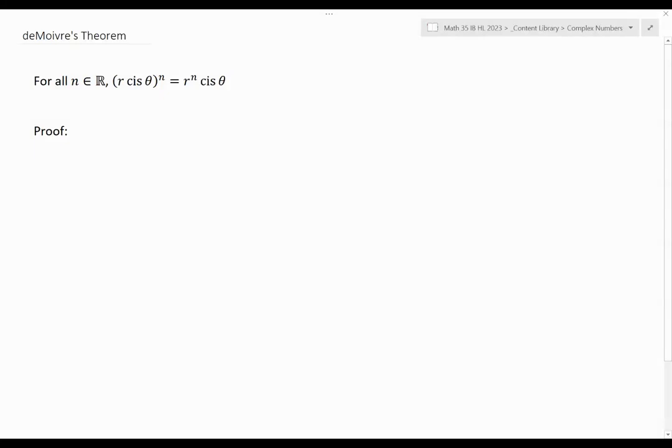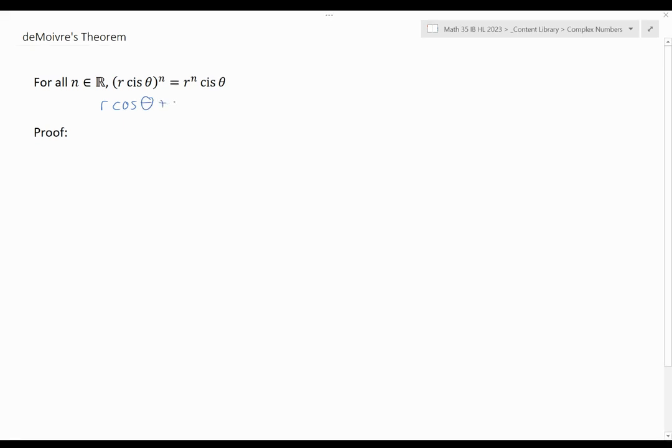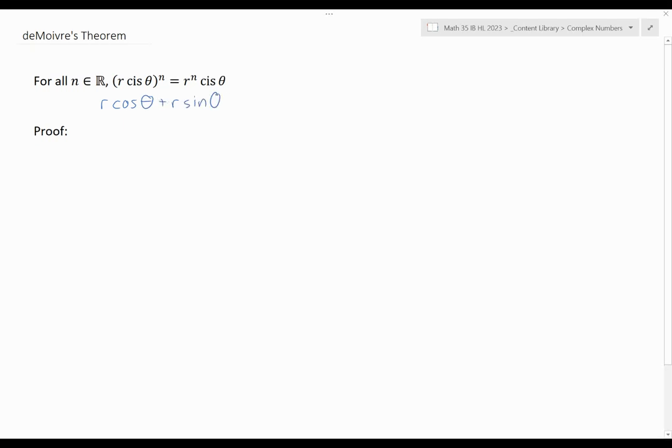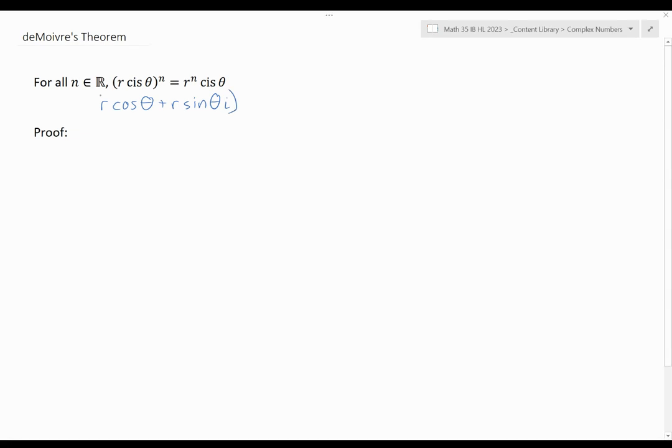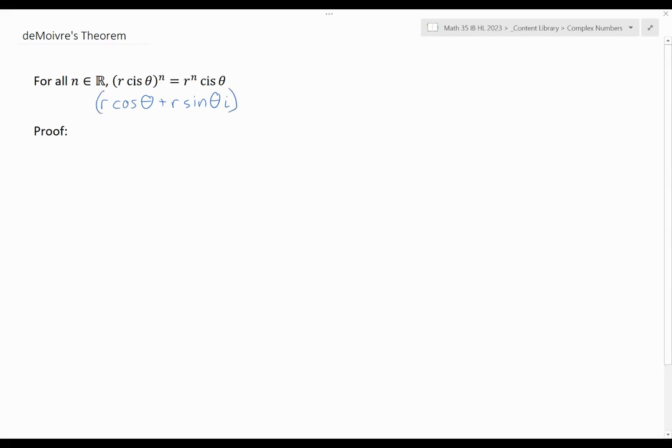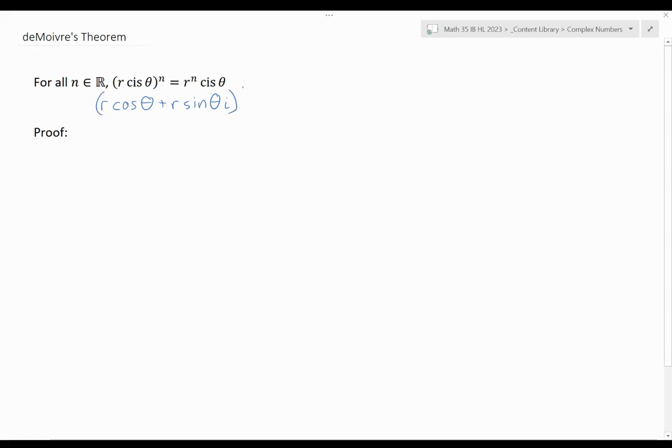Hello. In this video, we're going to have a look at deMoivre's theorem, which is useful for helping us figure out the powers of complex numbers. So at its heart, deMoivre's theorem says that for all real exponents, so for all real values of n, r cis theta, so remember that is r cos theta plus r sine theta i, so this is a Cartesian or rectangular form of this complex number, raised to the power of n.